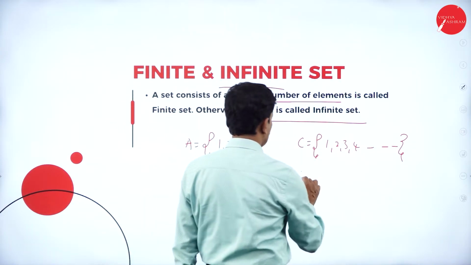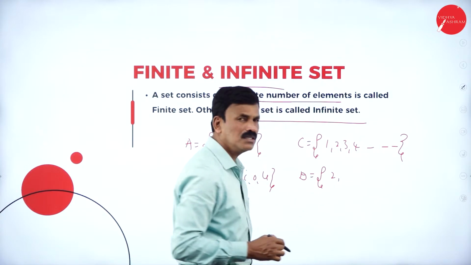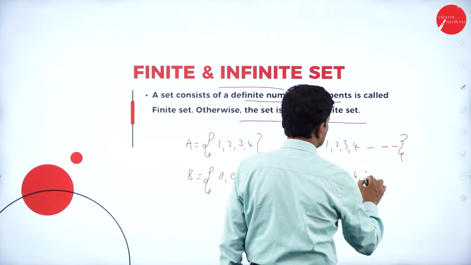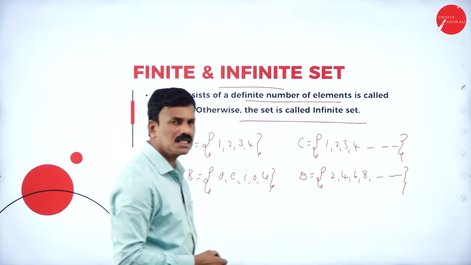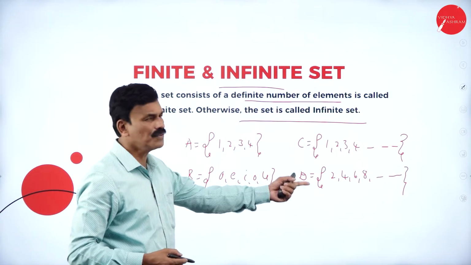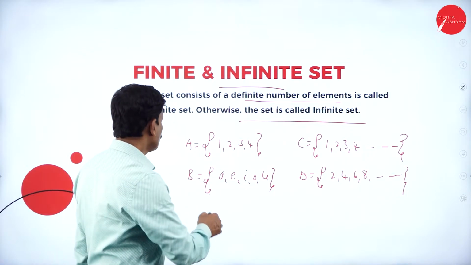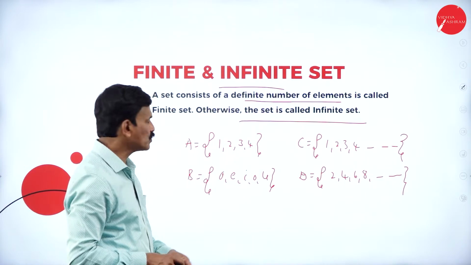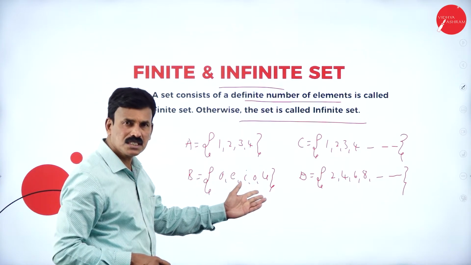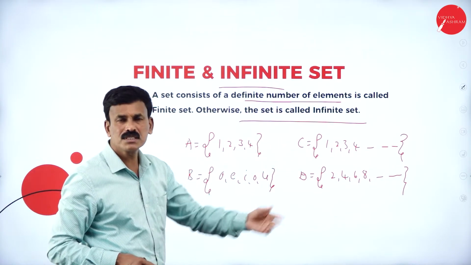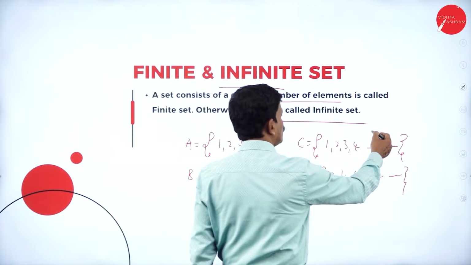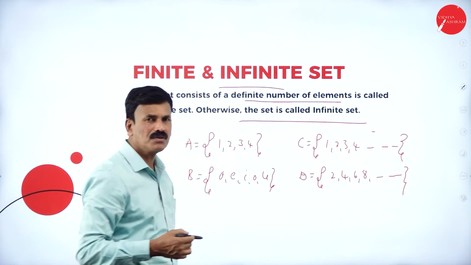Let me take one more example. The set of all even numbers, that is 2, 4, 6, 8, etc. So this is an example for an infinite set. Here the number of elements is not definite. Here the number of elements is definite. The number of elements in this set is 4. The number of elements in this set is 5. Whereas the number of elements in that set is infinite. So these are examples for infinite sets and these are examples for finite sets.